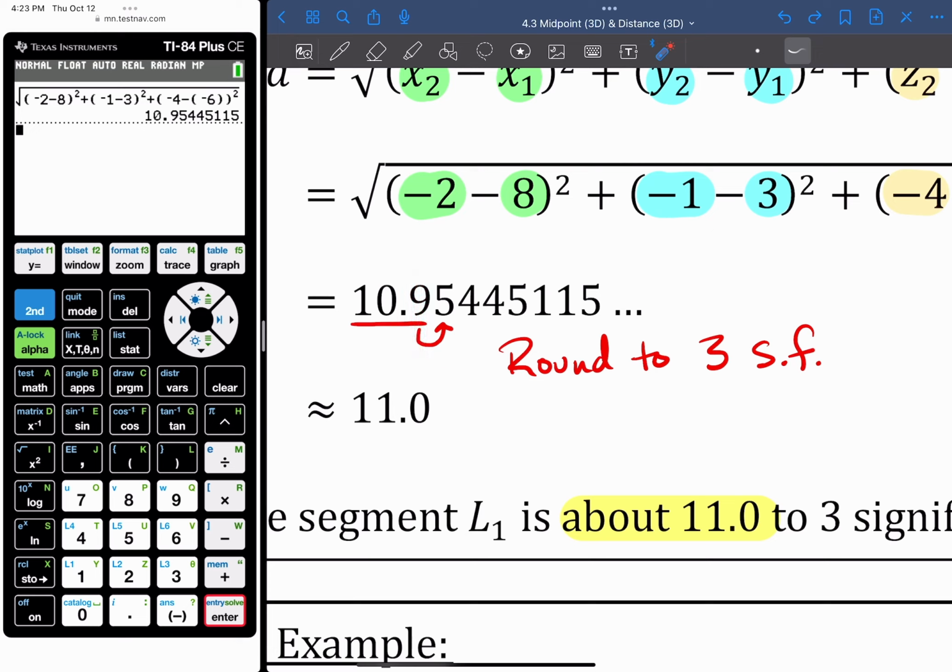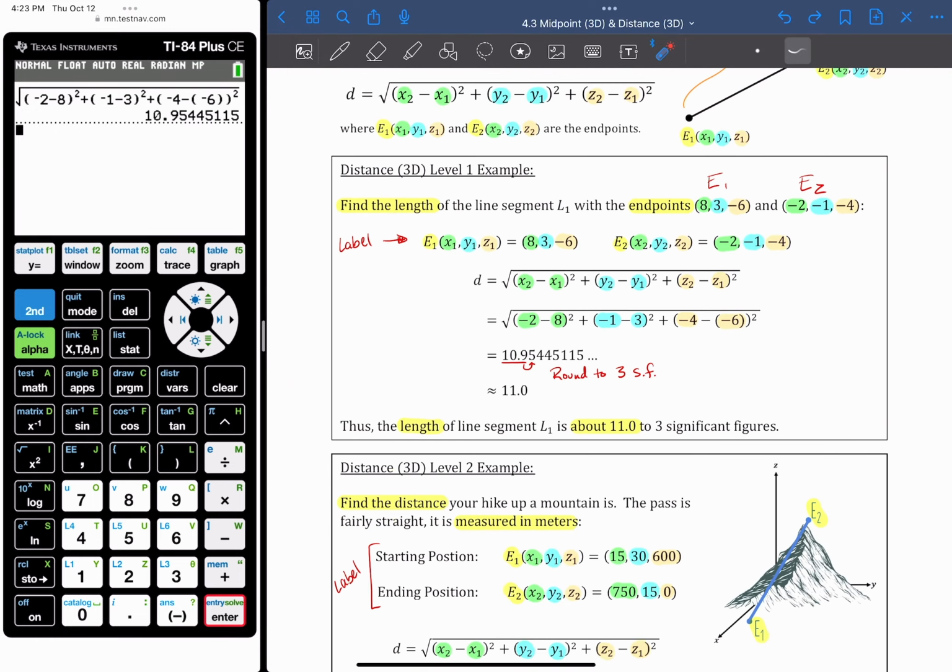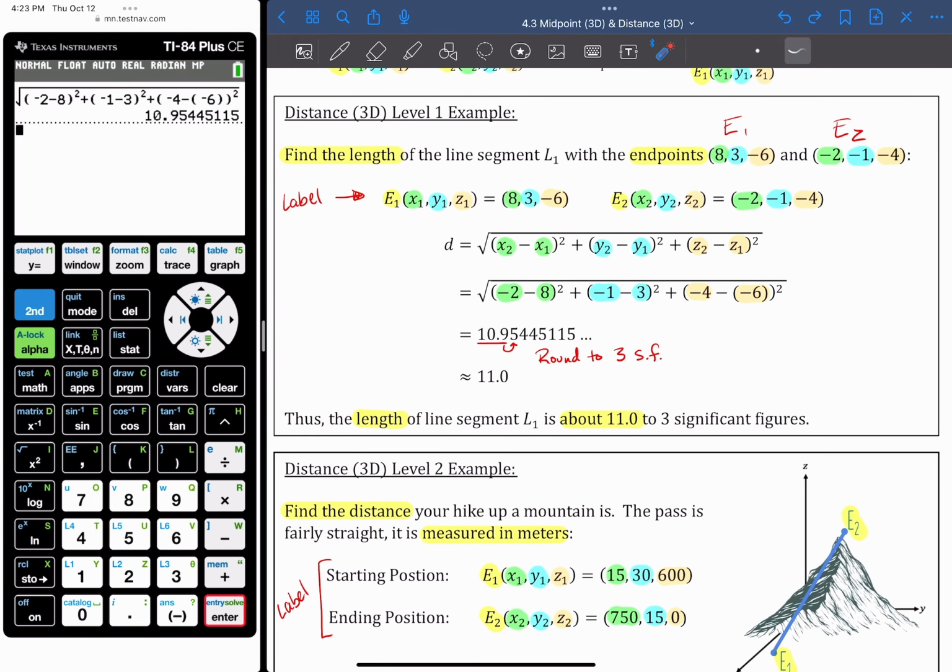So roughly, it's 11.0. So the length of line segment L1 is about 11.0 to 3 significant figures.